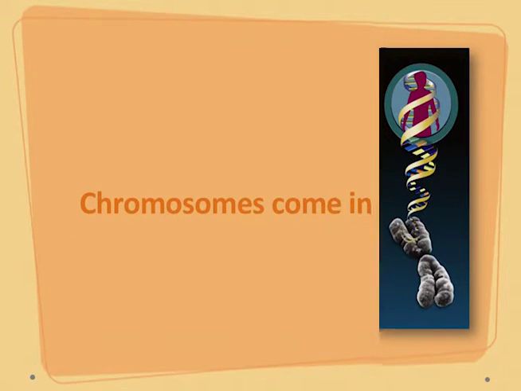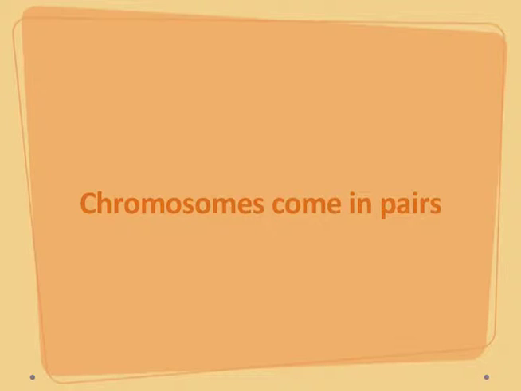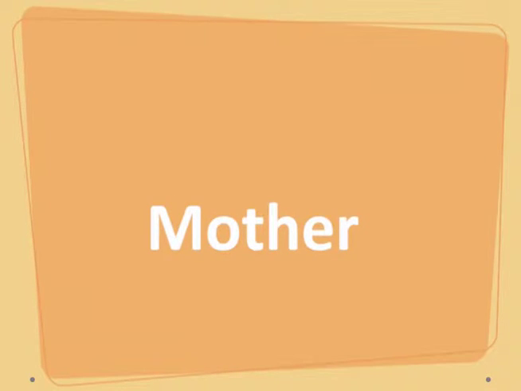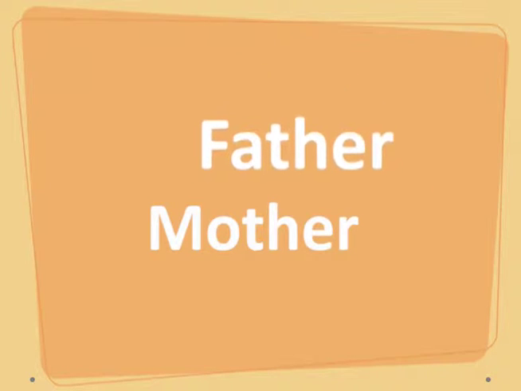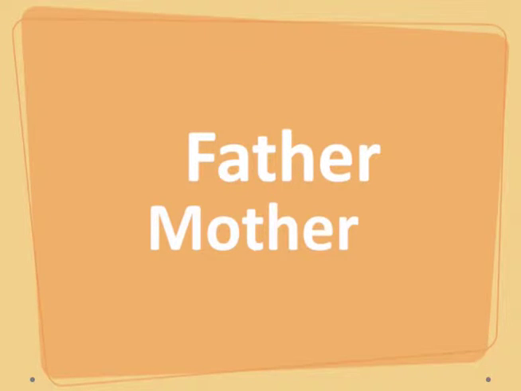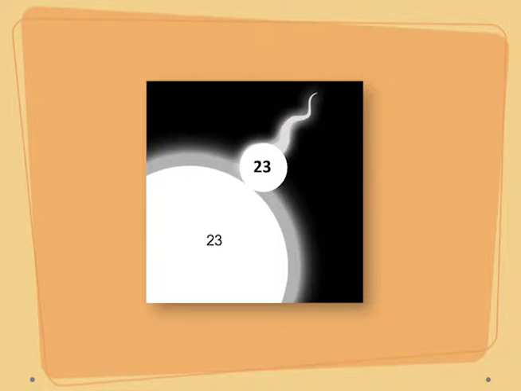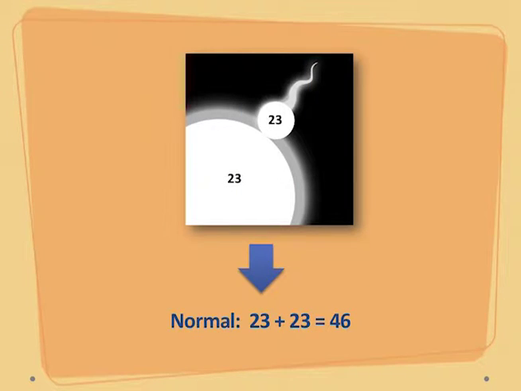Chromosomes come in pairs. For your baby, one chromosome from each pair came from the mother's egg and one came from the father's sperm. Therefore, usually the egg and sperm each give 23 chromosomes to the first cell of the baby. It is important for the baby to have the correct number of chromosomes to develop properly.